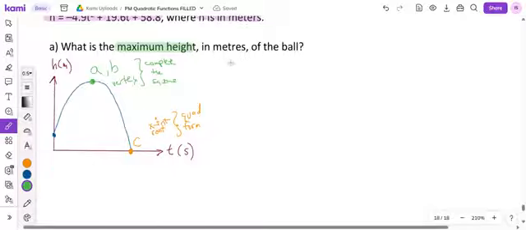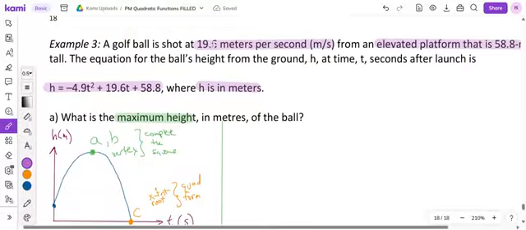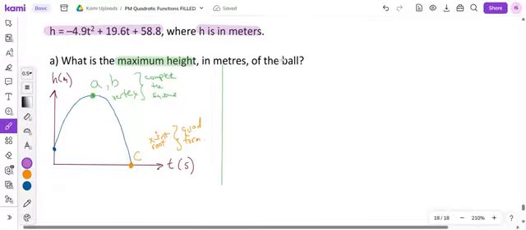Okay, so let's start question A. We're given an equation. Folks, do you see all the stuff that you read ahead of time? A golf ball is shot up by and so on. Do you think any of that matters for us? It doesn't, because it's all already included in the equation, right? 4.9 is the acceleration. 19.6 is the speed. And 558.8 is the initial height. But I don't need to know that because that's physics. I'm given the equation. So I'm just going to complete the square.